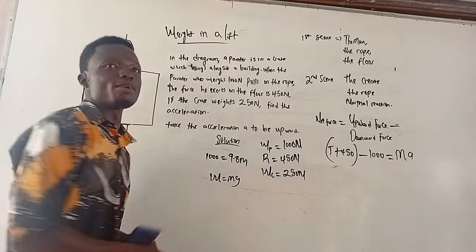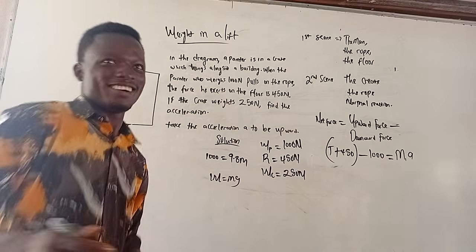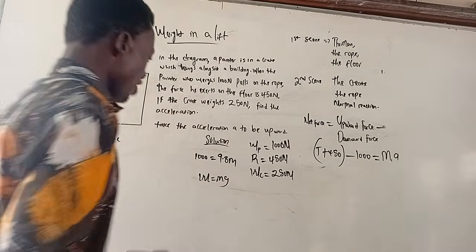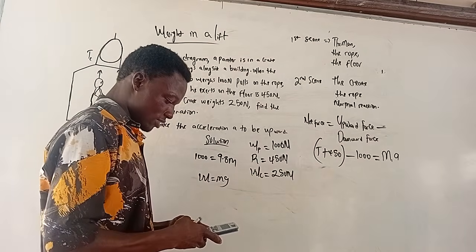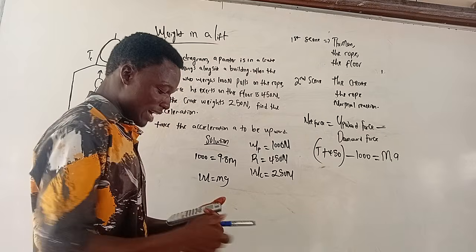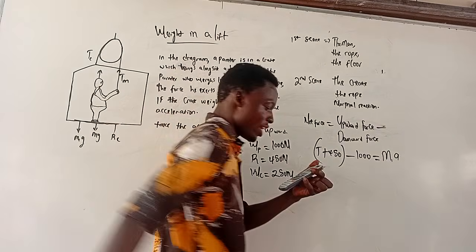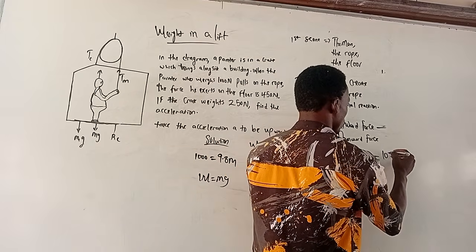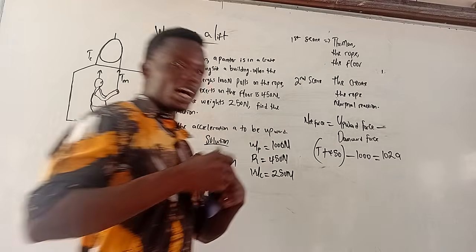So if we make m the subject of the formula, divide both sides by 9.8. 1000 divided by 9.8. So the mass is what? This mass here is 102 kg. So here we have 102A. Now we are done with the first scene.